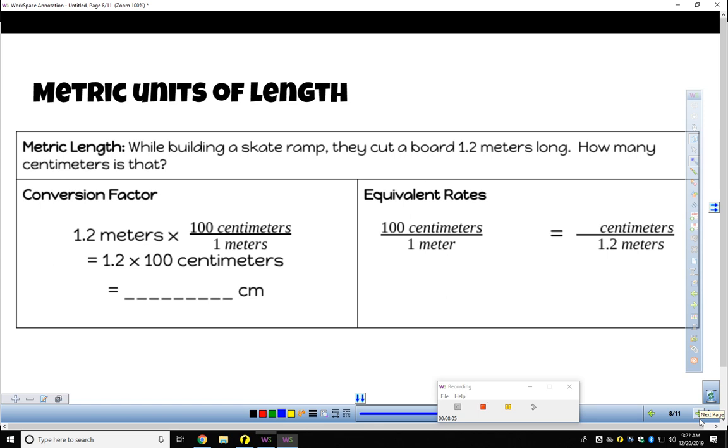So while building a skate ramp, they cut a board 1 2/10 meters long. How many centimeters is that? So the conversion factor here is that 100 centimeters is a meter. Right? So when I multiply these things together, my meters cancel out. So for every one of my meters, I know that that's going to be 100 centimeters. Times it by 100, that would be 120 centimeters.